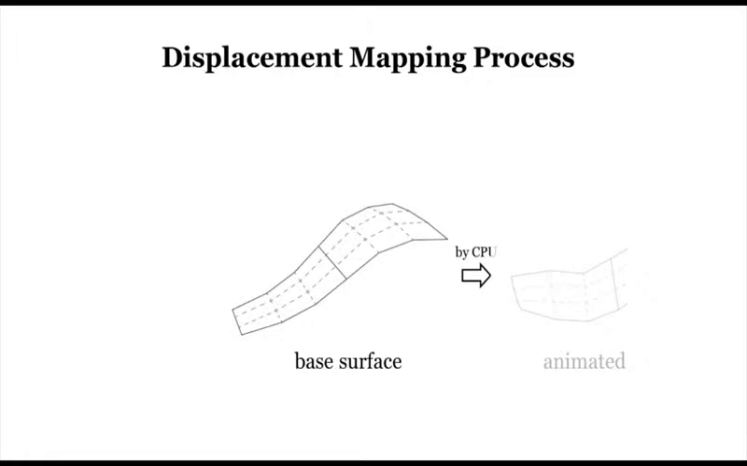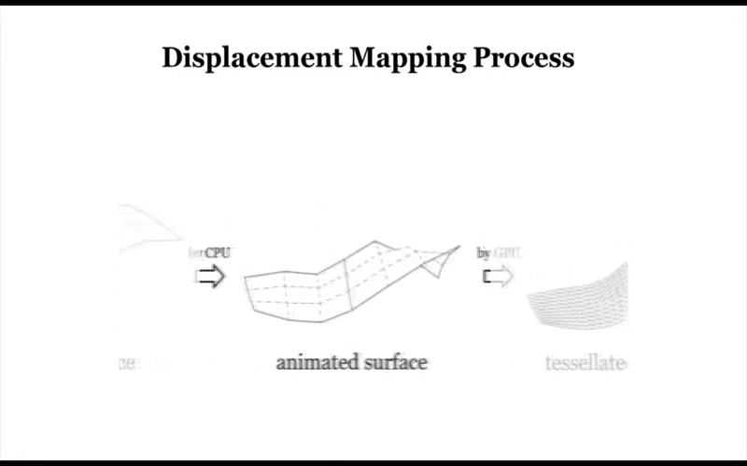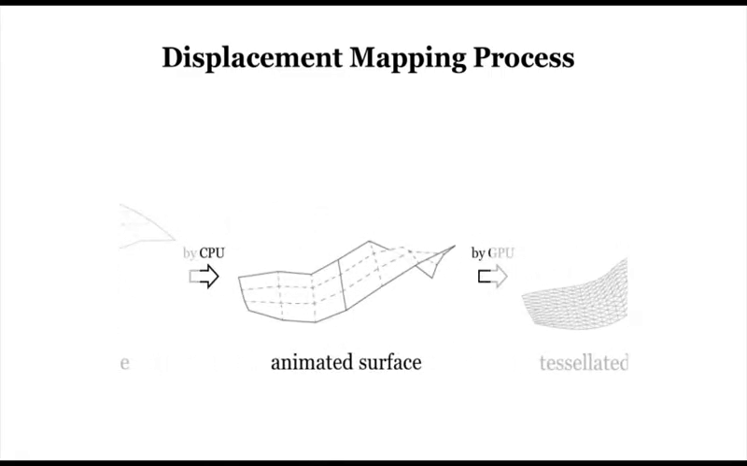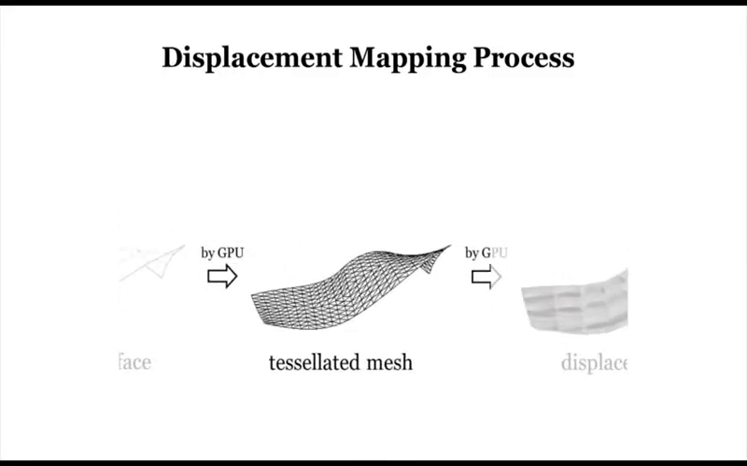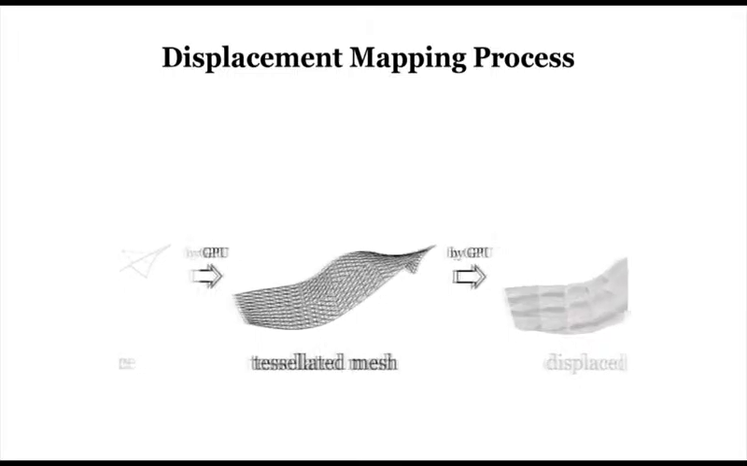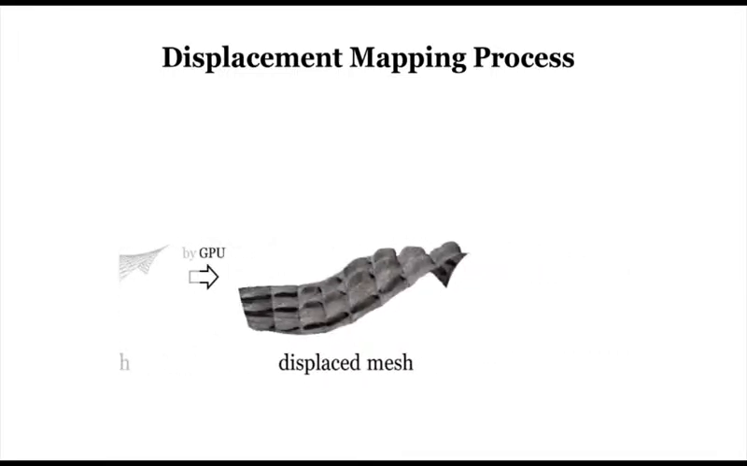The CPU performs expensive operations for animation and simulation on the low-resolution base surface. Then the animated base surface is transferred to the GPU. In the GPU, it is tessellated, and the vertices of the tessellated mesh are displaced to represent a high-frequency surface.